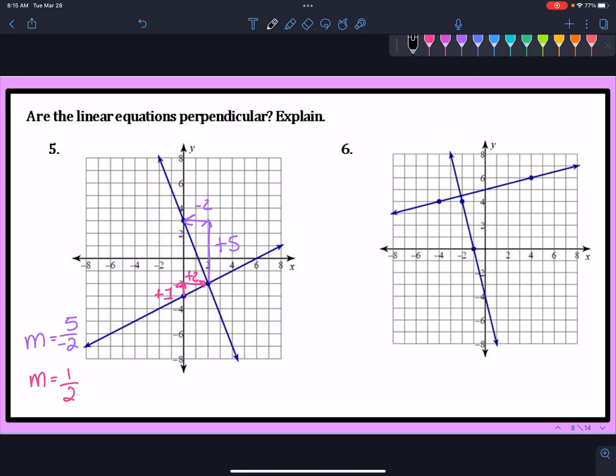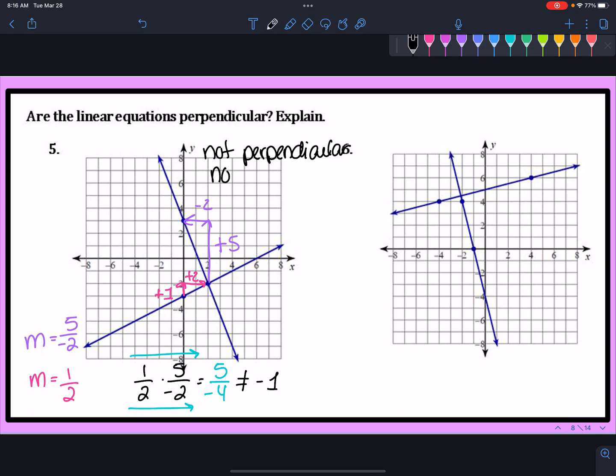Well, I can do the test to see if they multiply to -1. 1/2 times 5 over -2. We're going to multiply across. 1 times 5 is 5. 2 times -2 is -4. This does not equal -1, so these are not perpendicular. And it's because the slopes are not opposite reciprocals.